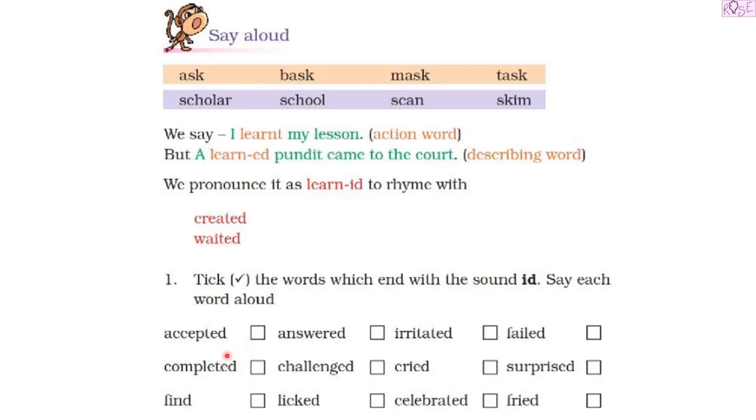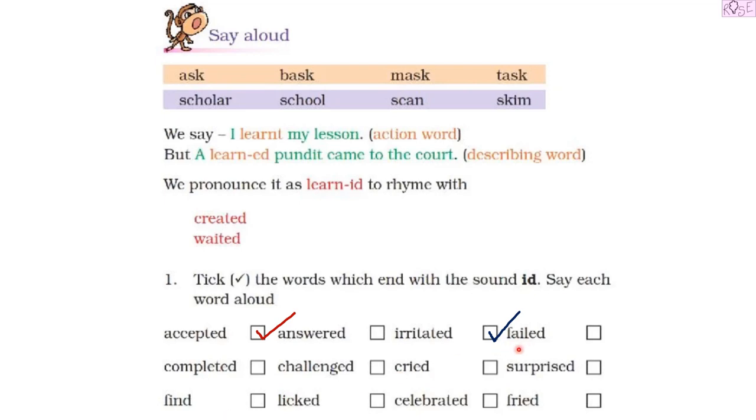Now we'll go on each word one by one and see if we have to put the tick or not. We have to put a tick on the words which end with the sound id. Accepted. Is this word ending with the sound id? Completely yes. So we'll put a tick here. Next is answered. I'm not saying answered. No, it's answered. So it is not ending with id. We will leave this. Next is irritated. Irritated. Id. See, it is ending with the sound id. So we will put a tick here.